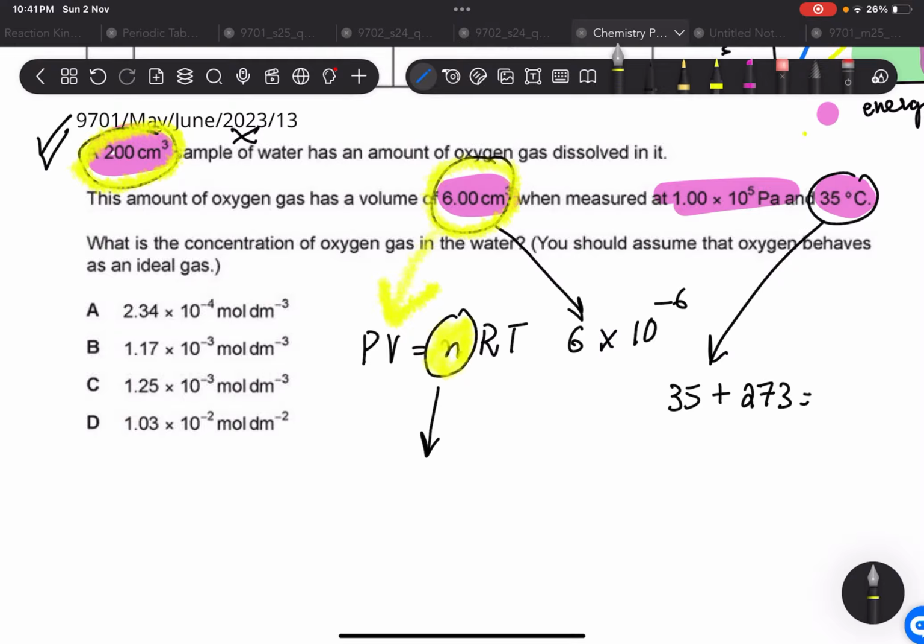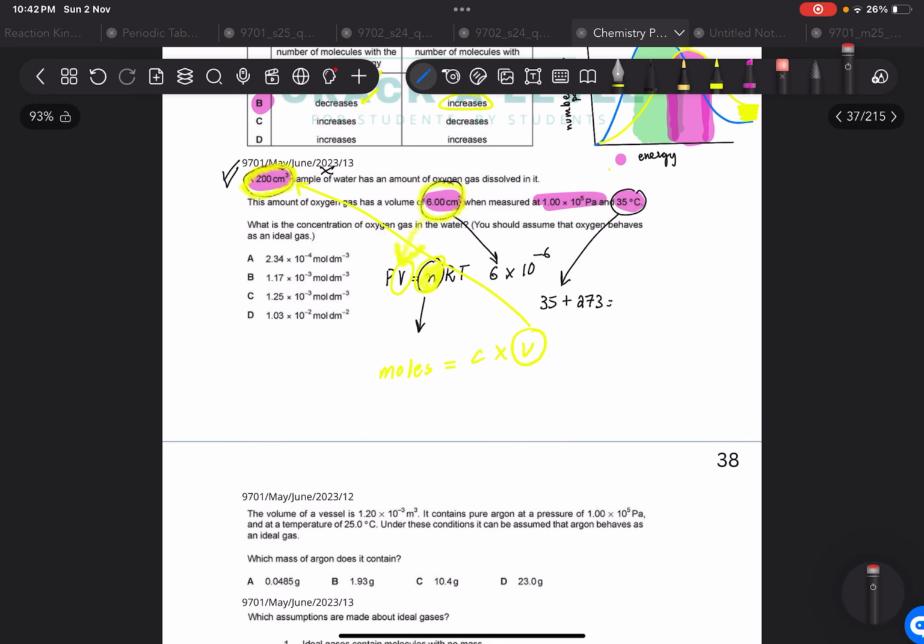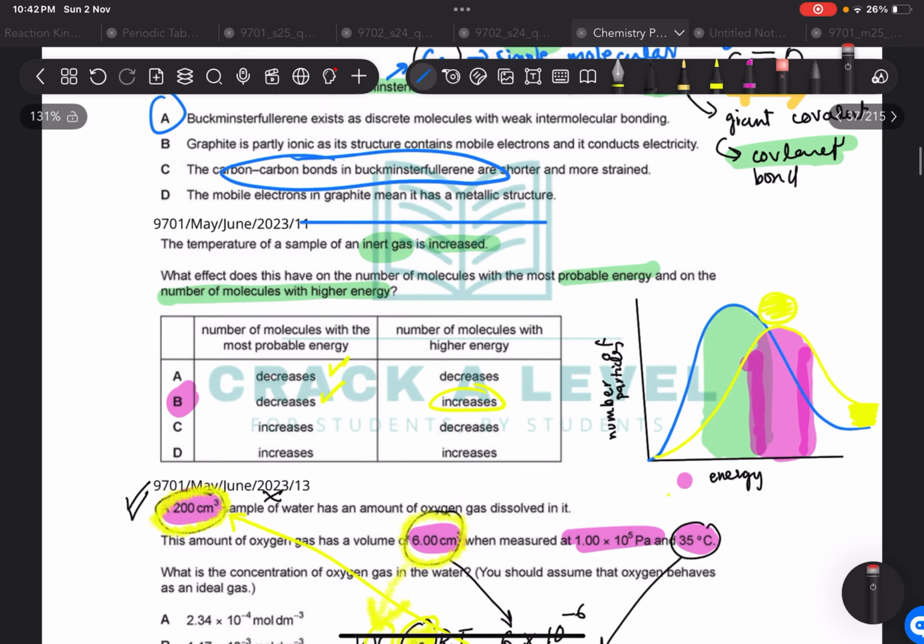Once you have the moles, now you're going to use the formula that moles equals concentration times volume. And for this volume you're going to use this 200. Why this 200? Because we're finding the concentration of the oxygen gas in water, and that is the volume of water. That's easy. And that's it for today's class.